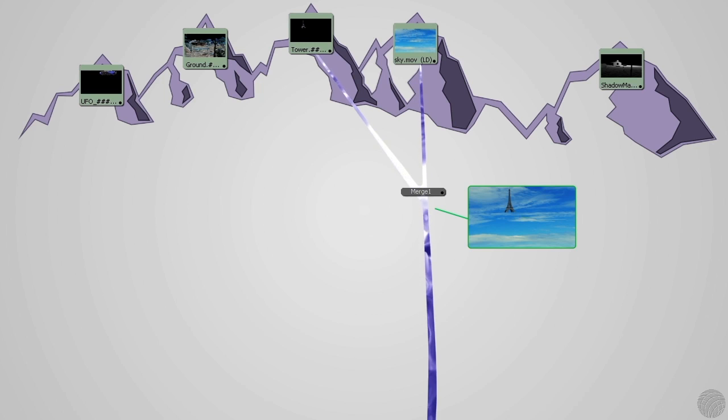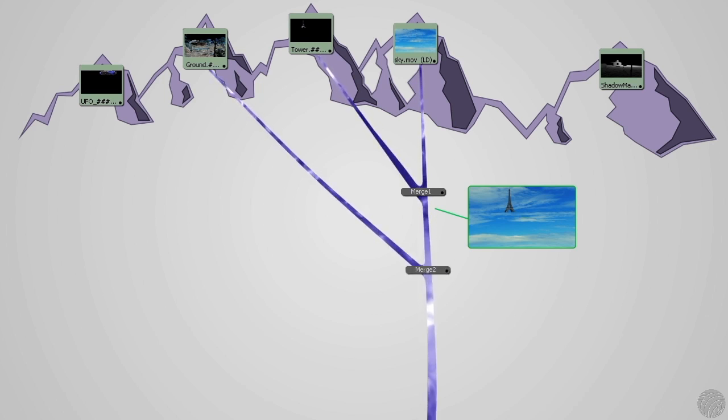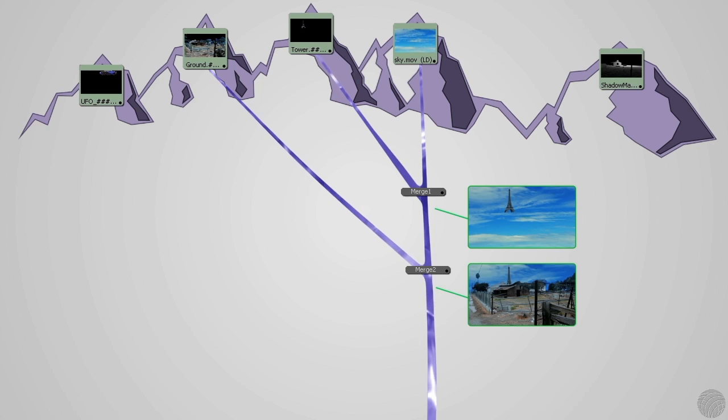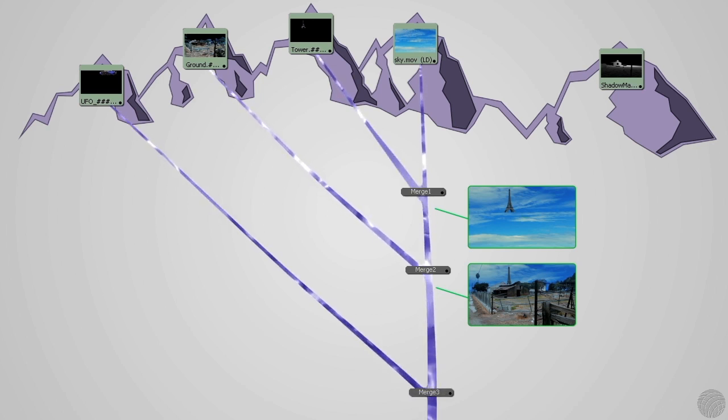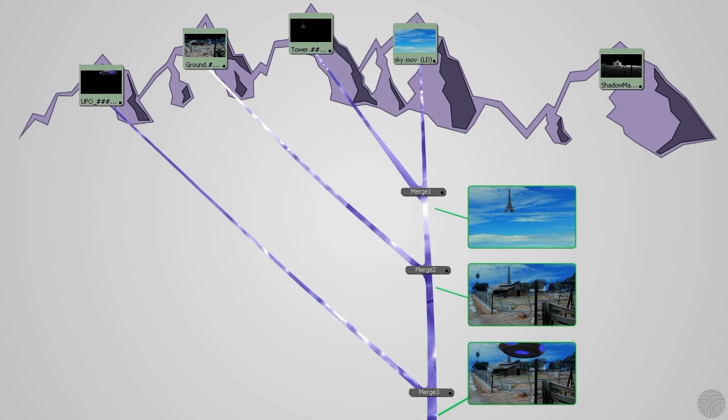Along comes the ground clip. The ground clip and the stream flowing out of merge 1 now flow into merge 2. What's the result? You guessed it, a new single stream flowing out of merge 2 that's a combination of the ground clip stream and the merge 1 stream. This happens one more time to combine the UFO stream at merge 3. In a larger composite, this could happen dozens of times before we get to the bottom of the hill.